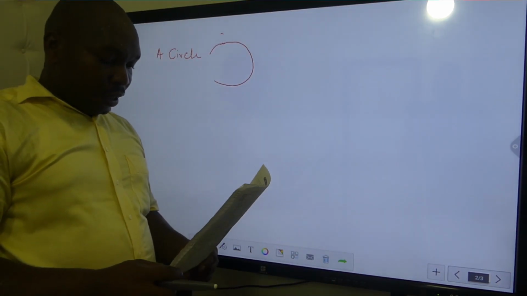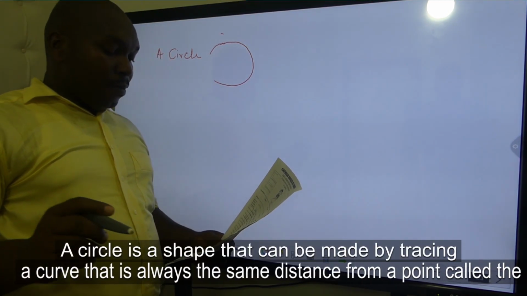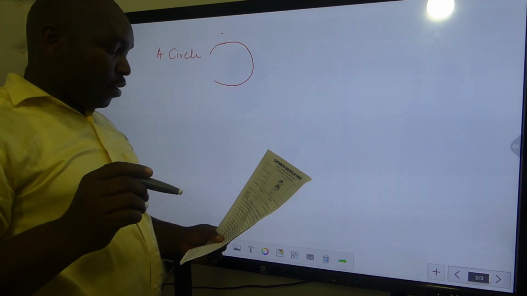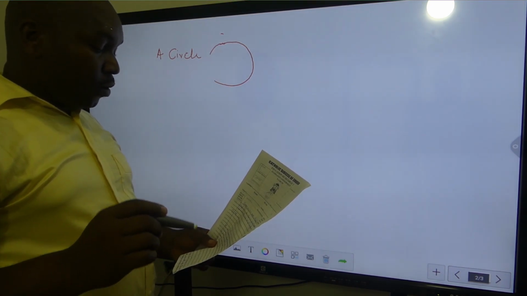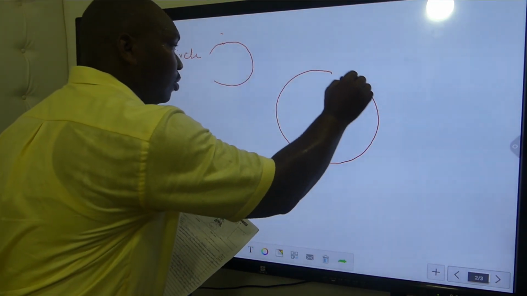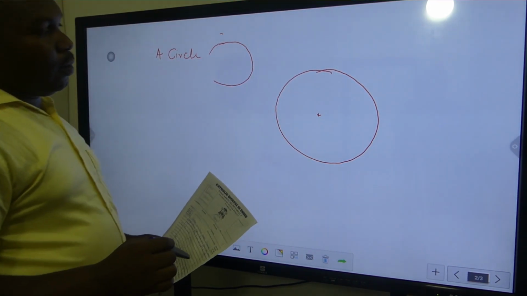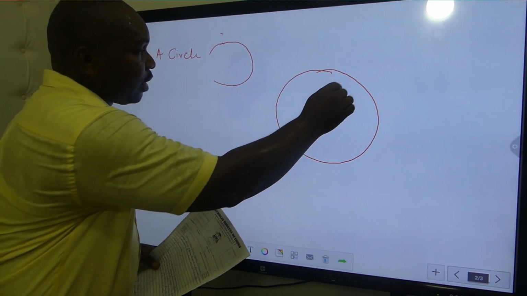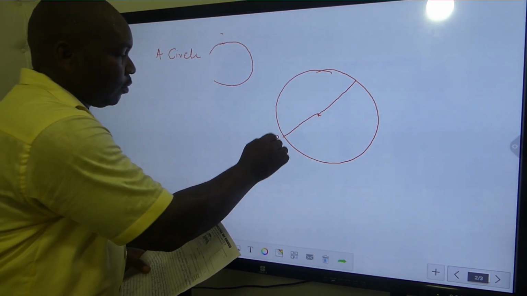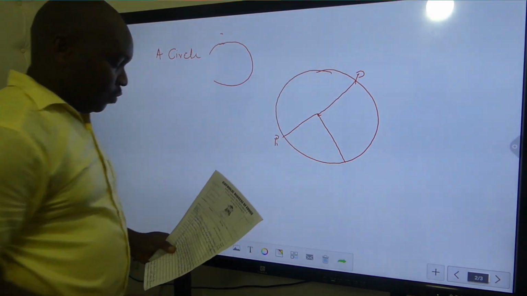A circle is a shape that can be made by tracing a curve that is always the same distance from a point that we'll call the center. So, if this is a circle, this is the center, and the distance from this center to this point is equal to the distance to this point. The distance from here to here is the same as this one.